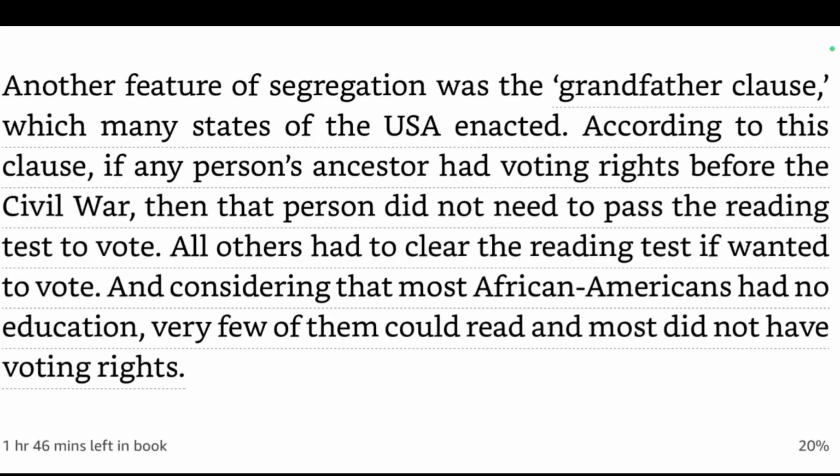Another feature of segregation was the grandfather clause, which many states of the United States of America enacted. According to this clause, if any person's ancestor had voting rights before the Civil War, then that person did not need to pass the reading test to vote. All others had to clear the reading test if they wanted to vote, and considering that most African Americans had no education, very few of them could read, and most did not have voting rights.